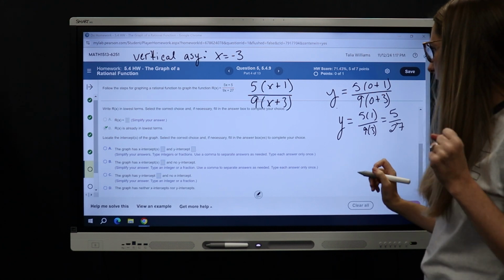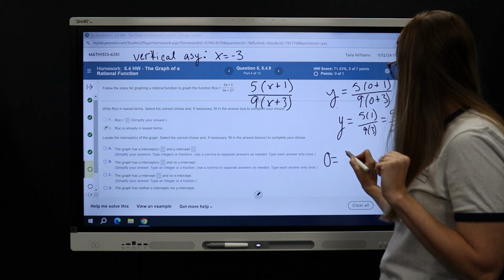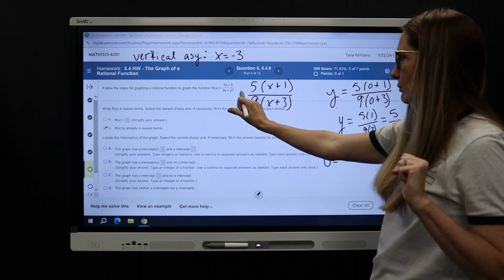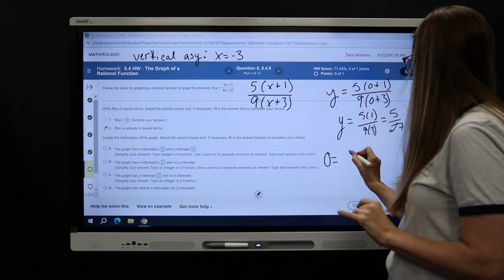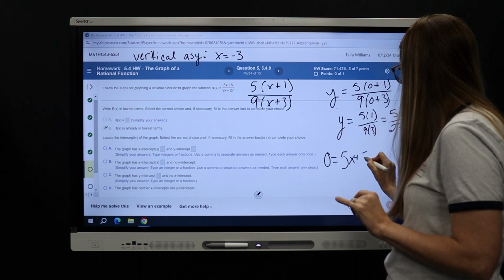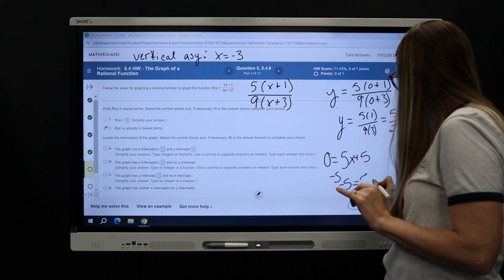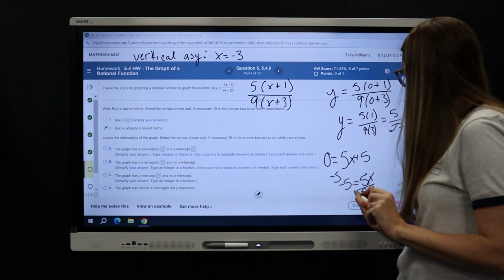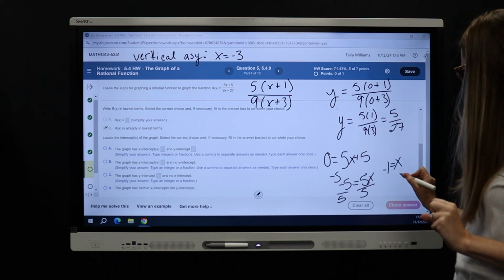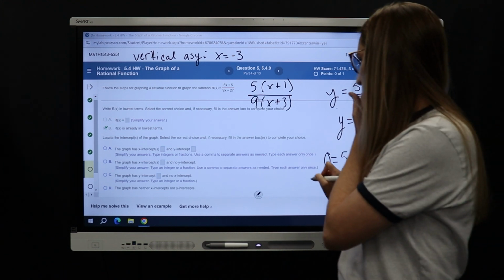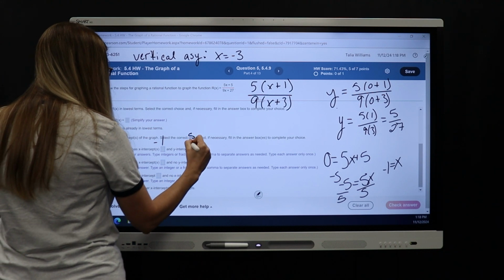And then let's go ahead and get our x-intercept. So we do 0 equals, and if you remember, the first step would be to multiply by the denominator, and anything times 0 is 0. So I'm going to do 5x plus 5. And I would subtract 5 first, so I'm going to have -5 equals 5x, then divide by 5. So -1 equals x. So I have an x and a y-intercept, so we're going to use this one, and I'm going to have -1 and 5/27.